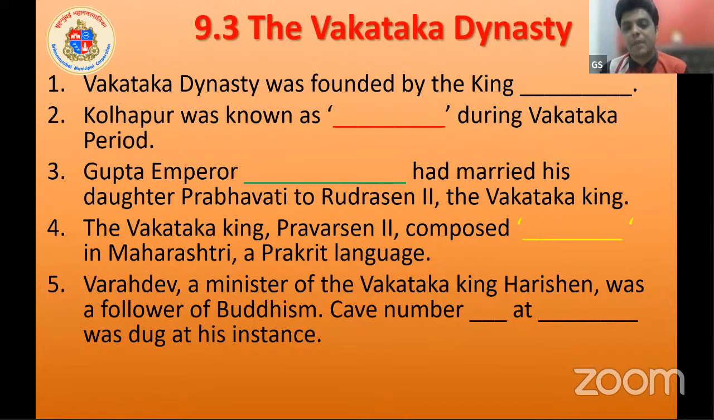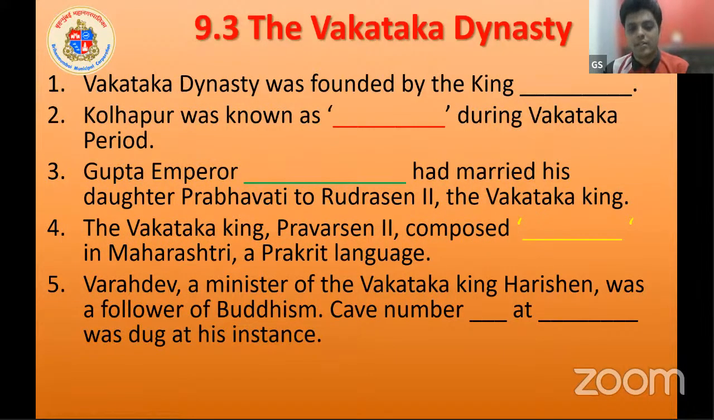Fourth question: The Vakataka king Pravar Sen II composed Dash in Maharashtri or Prakrit language. We learned that Pravar Sen II was having a good intellectual literature; he has contributed in literature and in arts. So what book has he composed? You have to write the name of the book composed by Pravar Sen II.